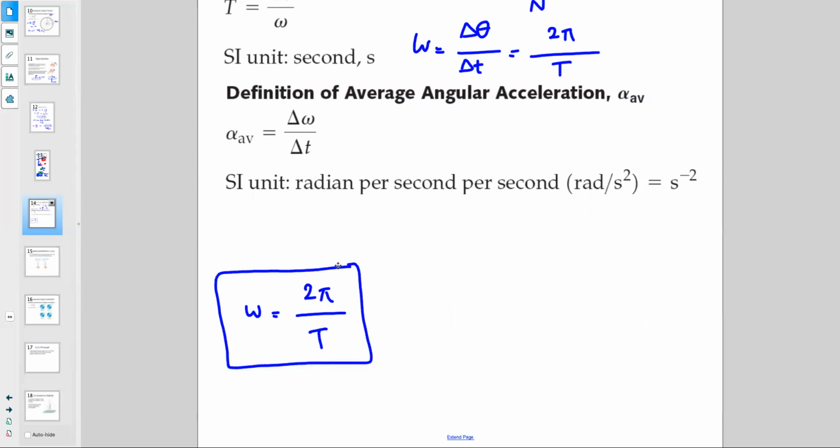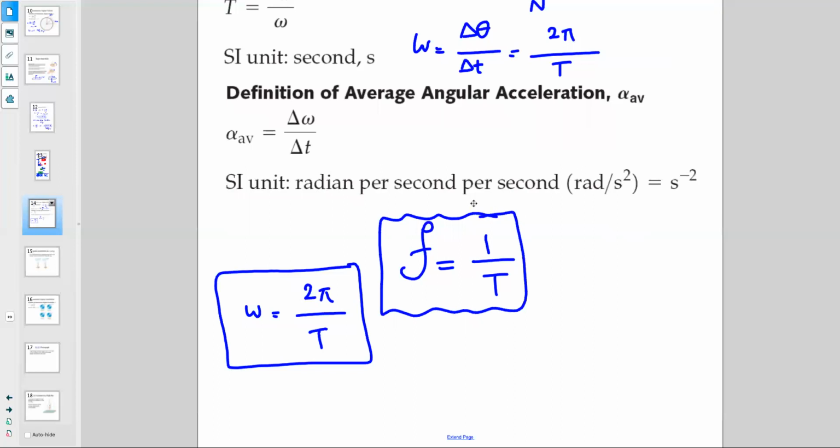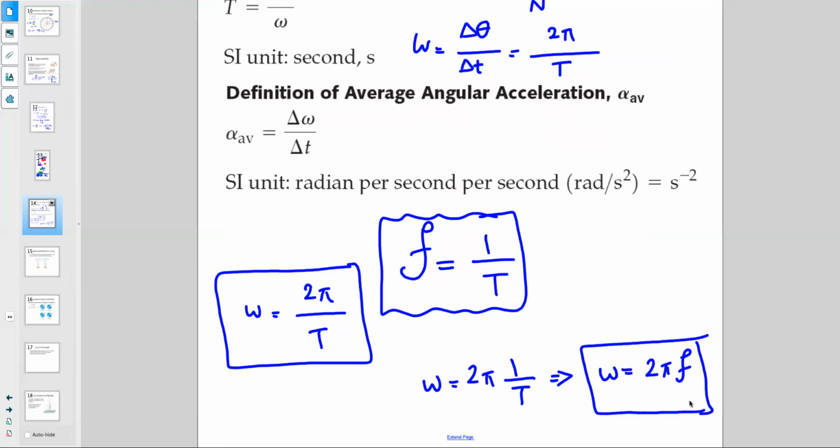Okay, if you're looking at this, frequency was 1 over T as well. So the frequency and the period had this type of relation. So I can use this and write omega to be 2 pi times 1 over T, and 1 over T is the frequency. So I can write omega being 2 pi times frequency. These are very helpful, especially these two.